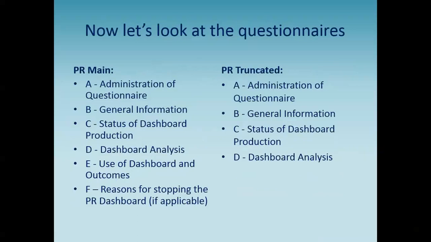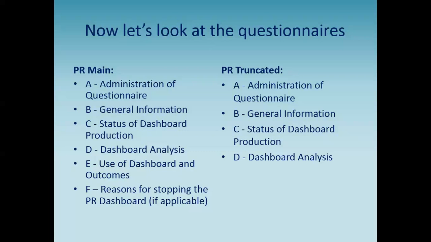So now let's look at the questionnaires. As I mentioned to you, there are three questionnaires. One is what we call the PR main questionnaire, the PR truncated questionnaire, and then the CCM summary questionnaire. The PR main questionnaire has 6 sections, and as I said before, the sections A and B can be done before. Similarly, the truncated questionnaire has 4 sections. A and B can be entered before.